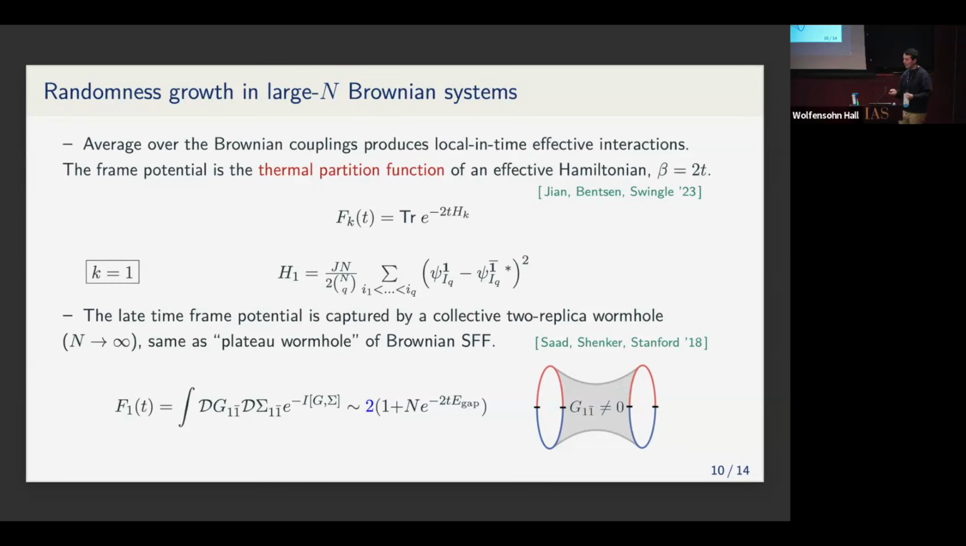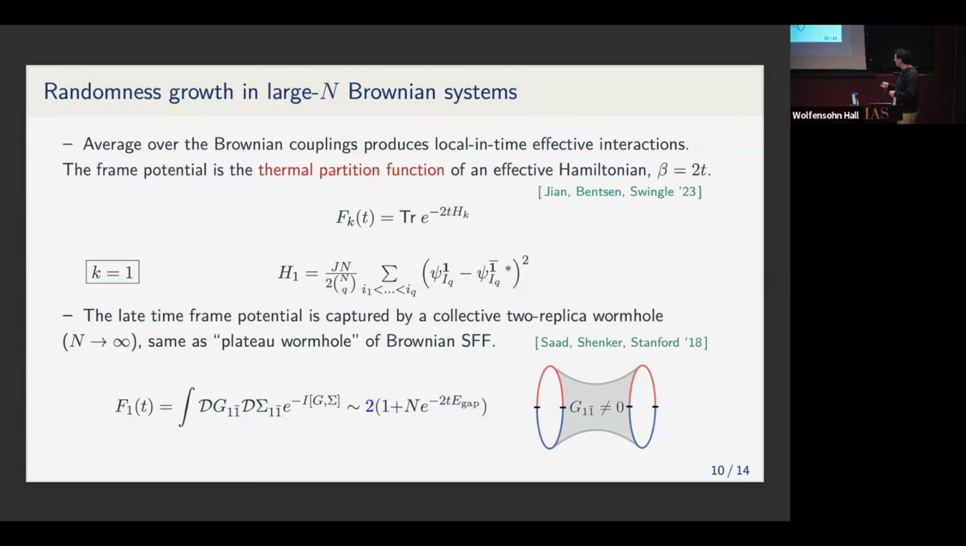First of all, at infinite times, the frame potential asymptotes to the number of ground states of the effective Hamiltonian. So that's where this factor of 2 comes from. Essentially, there are 2 independent ground states of this effective Hamiltonian, which correspond to the 2 infinite temperature thermal field doubles between these 2 replicas. There's 2 essentially because this system is fermionic and there's a global symmetry, which is fermion parity. So these 2 correspond to the different fermion parity thermal field doubles between the 2 replicas. In systems without symmetries, we would expect a factor of 1 over here, just 1 ground state.